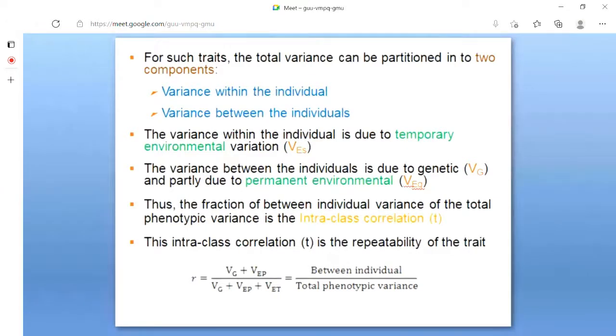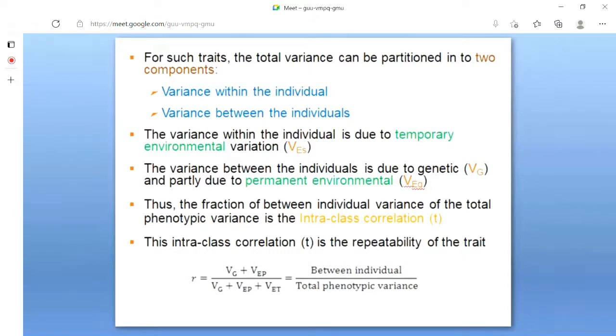So that is mainly due to the environmental component. As I told you, the phenotype has genotype and environment. So the genotype is the same. The individual will have the same genotype, but that environmental component is making it different. We call this the temporary environmental variation, the variation within the individuals.